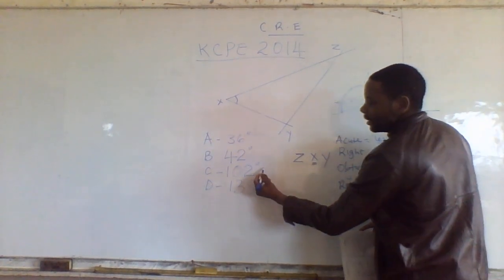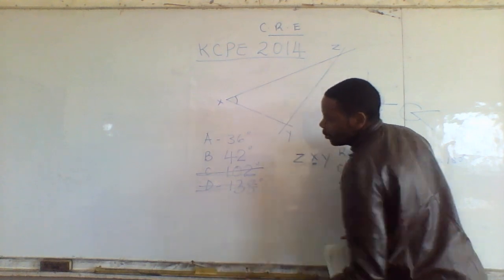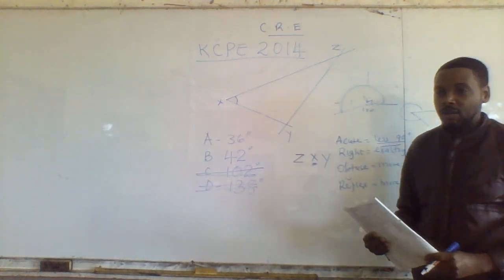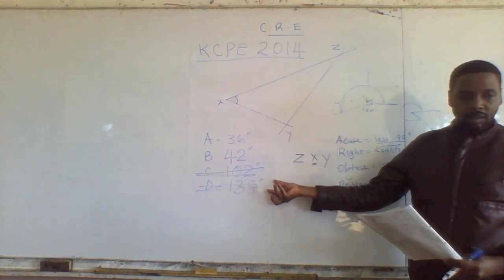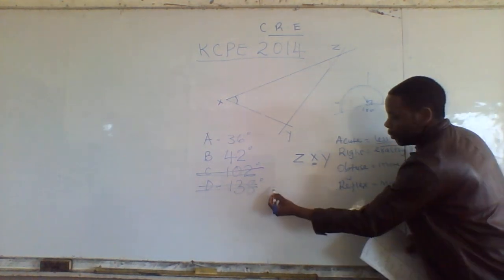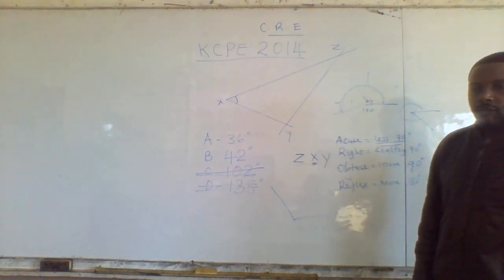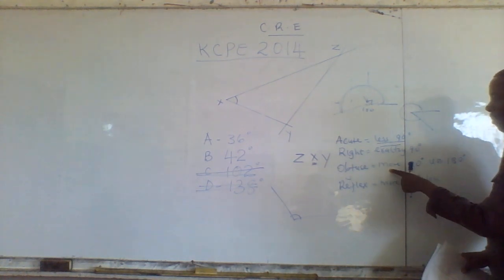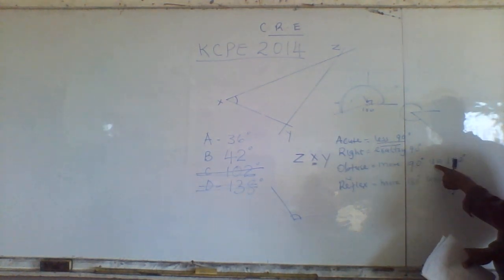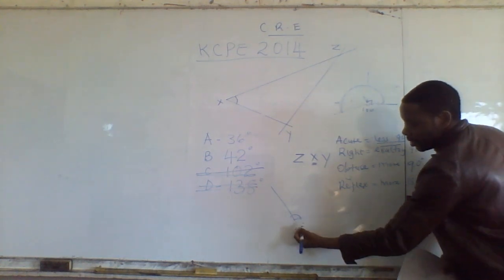So obviously this is wrong and this is wrong. Look at how you are increasing your chances of getting that question, because you have already eliminated two answers which are wrong. If I am to measure this angle, what type of angle is this? Obtuse. What do I expect the answer to be? More than 90 but less than 180. Any answer which is less than 90, I cancel out immediately.